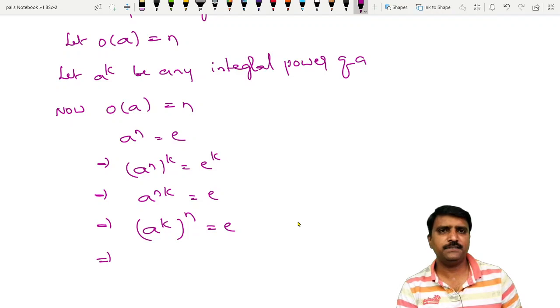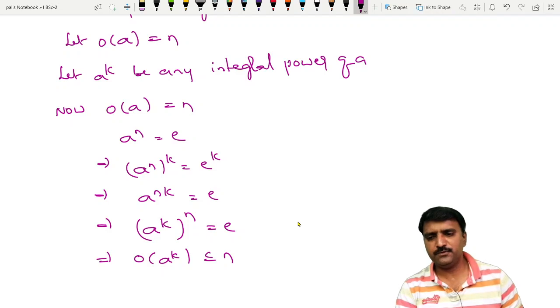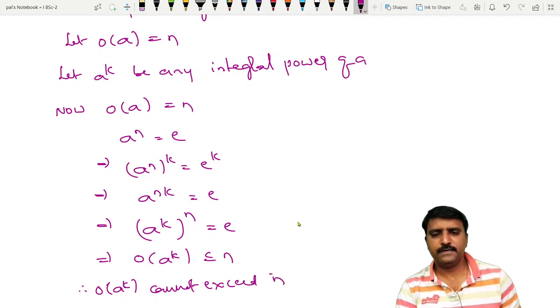So e to the power of k is e, because e times e is e only. E times e times e, multiplied any number of times, gives e only. E multiplied up to k times gives e only. Like that, e to the power of k is e in this case. (a to the power of k) to the n is equal to e means what? When a to the power of k raised to n gives the identity element, it means the order of a to the power of k is less than or equal to n. So therefore the order of a to the power of k cannot exceed n. It is a very simple proof.